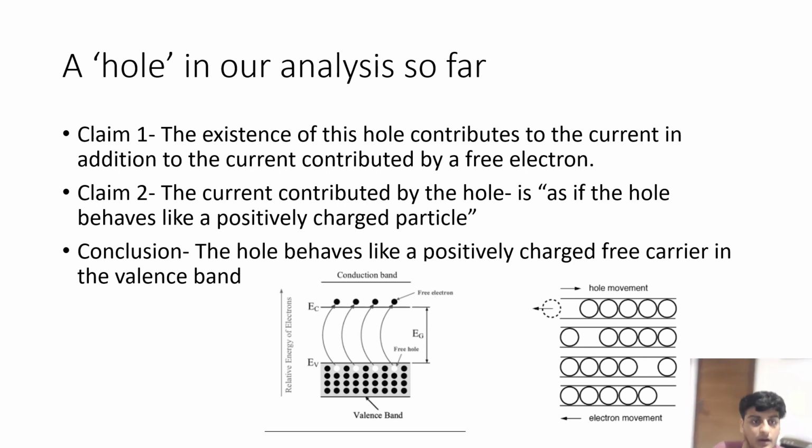Now I want to get into the justification of these claims, since the conclusion follows directly from the claims themselves. Firstly, I want to justify to you that the existence of this hole contributes to current. Look at this diagram on the right. So we have a hole. We are just looking at one row, right? And as you go down the images, just imagine it as a movement in time, right?